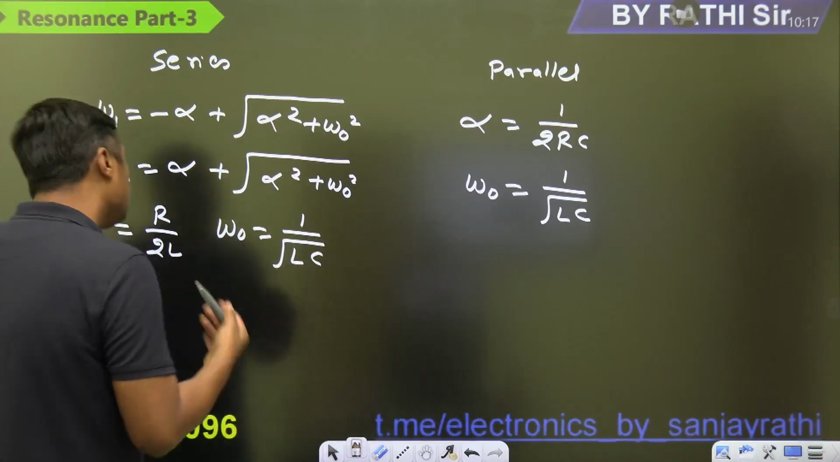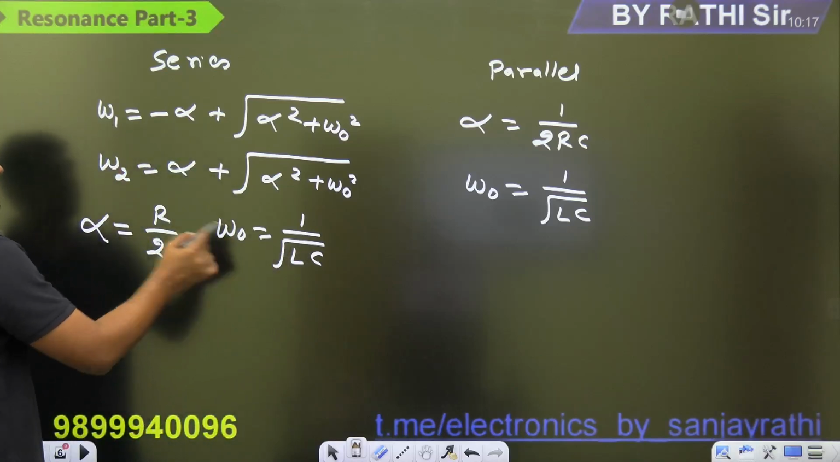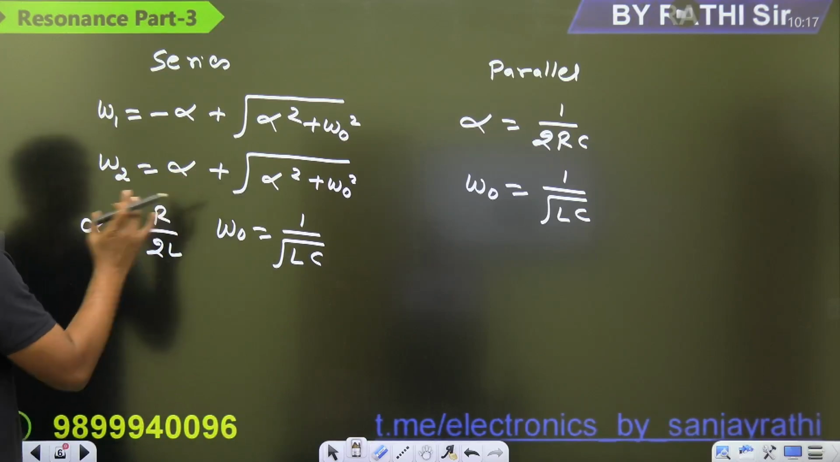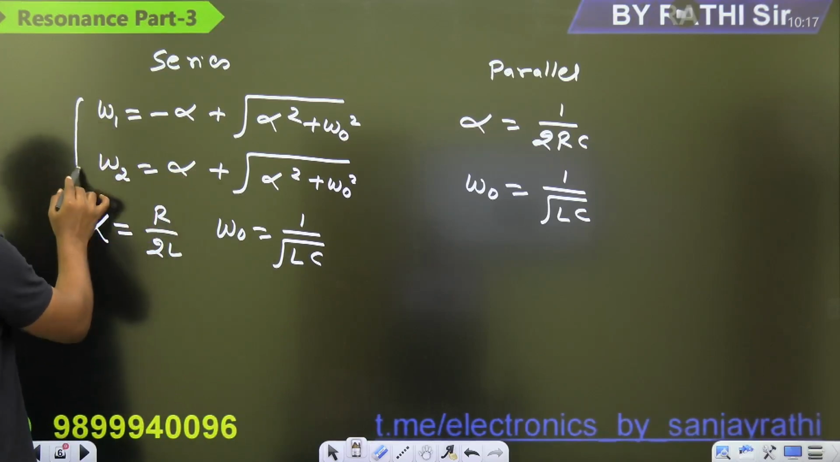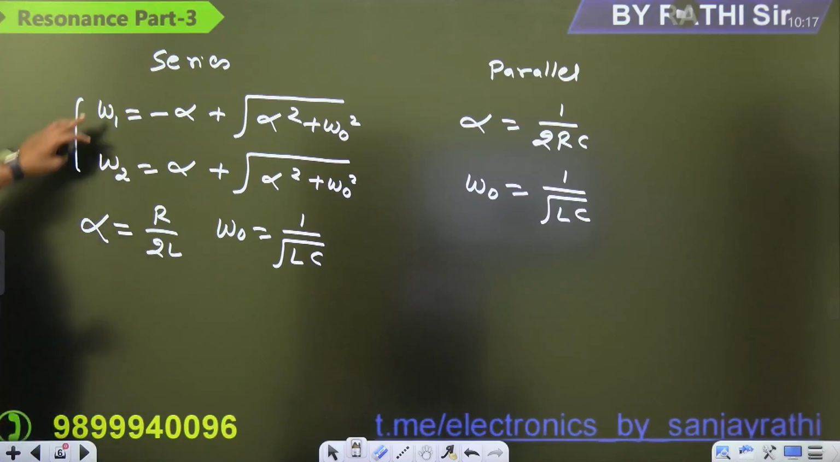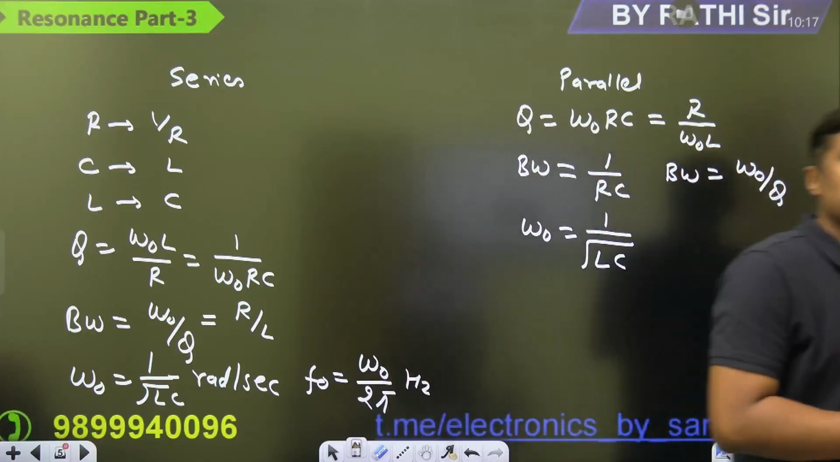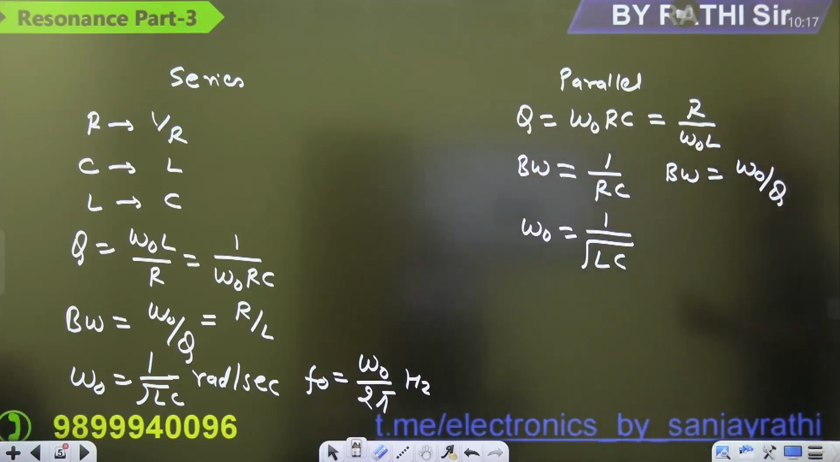Right? So simple, L is replaced by C, C is replaced by L, and R is replaced by 1 by R. You will get this formula. This is called half power cutoff frequency, or lower cutoff frequency and higher cutoff frequencies, guys. So this is just a quick revision.